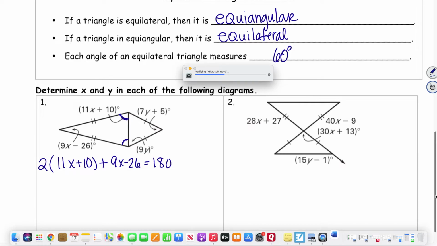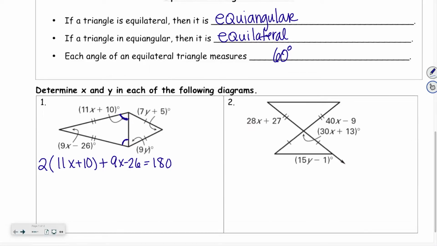So when you have an isosceles triangle, you're going to have two angles that are the same. And you've got to figure out which two are the same. So the 11x plus 10 angle is what you have two of. So I want you to go ahead and solve that for x, and then I want you to go ahead and do y as well.